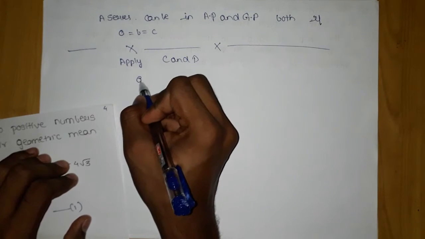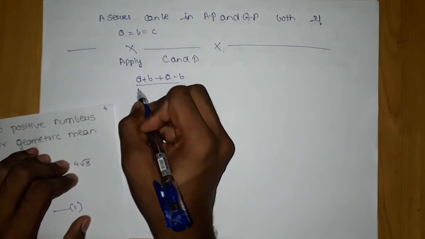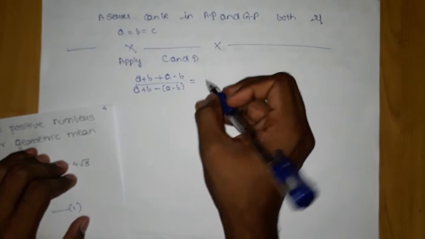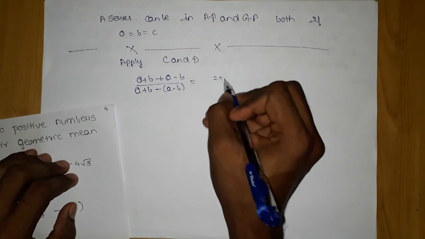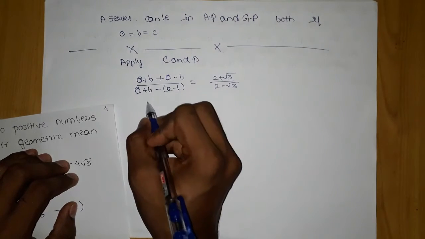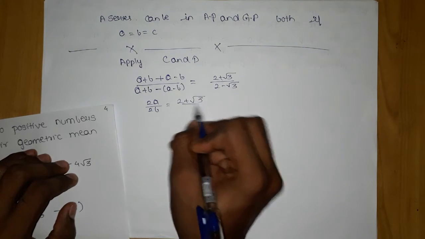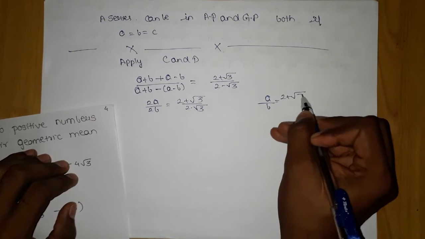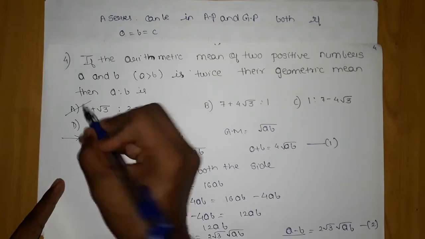So what we will get: keep the A plus B term and add the denominator term, keep this term and subtract the denominator term. This is the componendo and dividendo application. Similarly we will do here: keep this term, add the denominator term, keep this term, subtract the denominator term. What you get from here is 2A, and from here 2B, which leads you to 2 plus root 3 upon 2 minus root 3, giving finally A by B equals 2 plus root 3 upon 2 minus root 3. So one option is correct.